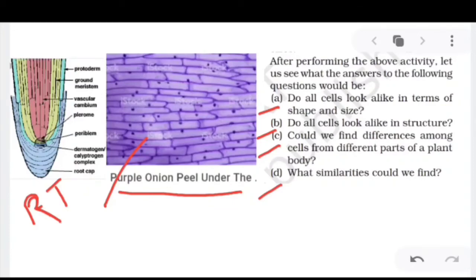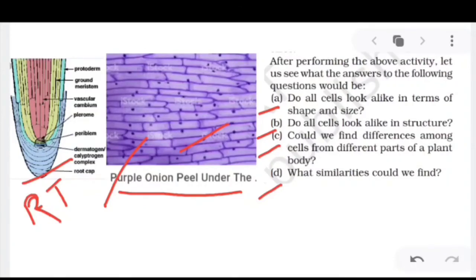So the first question is: do all the cells look alike in terms of shapes and size? No, they are different, because see this, the root tips are different, okay, and this is rectangular in shape, so these are some different shapes and size में different होता है.